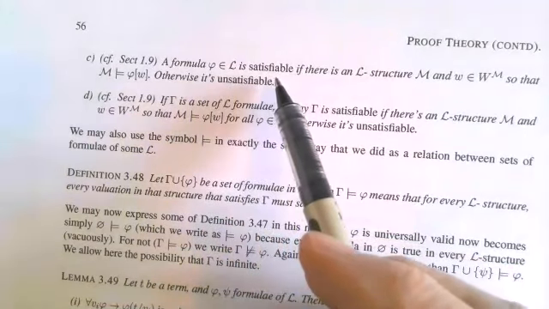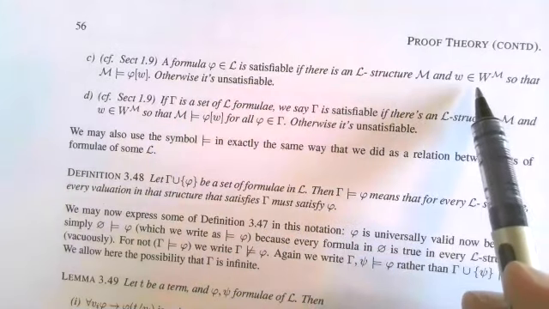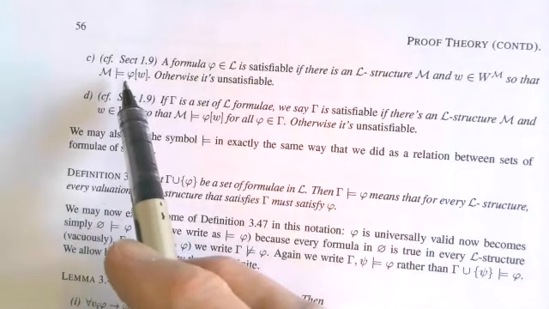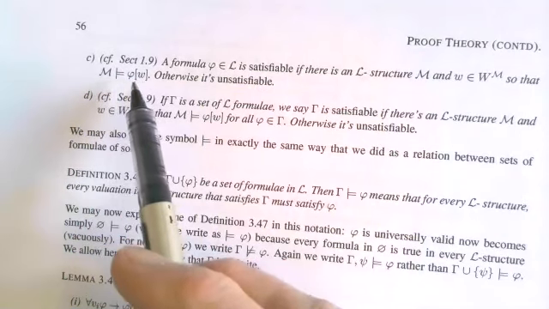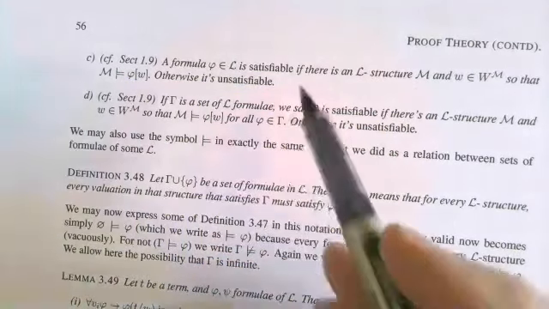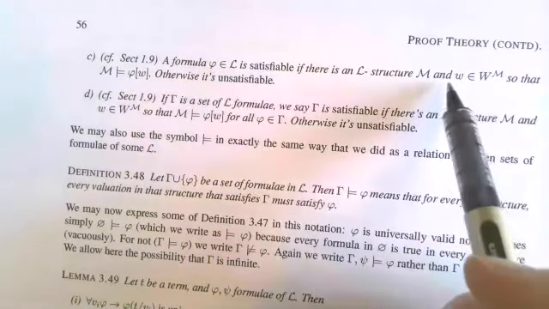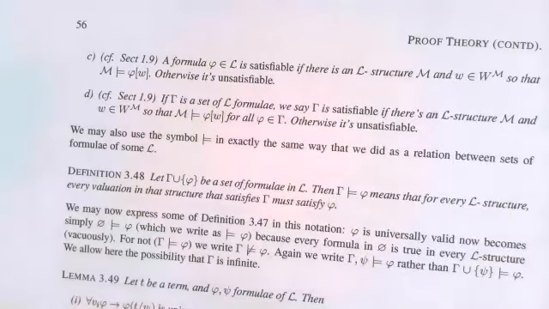We say a formula is satisfiable if there is a structure and evaluation which makes it come out true in M. So somewhere the formula can be made to be true. Perhaps by choosing M and W carefully, I can make phi come out true in that structure. So somewhere in the world there is a structure that will satisfy the formula with a particular assignment. Otherwise, it's unsatisfiable.